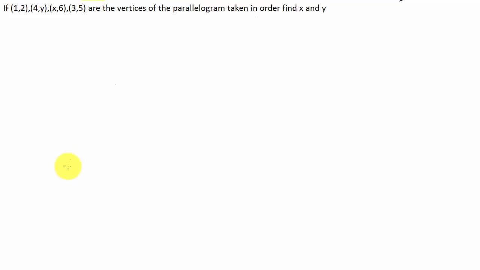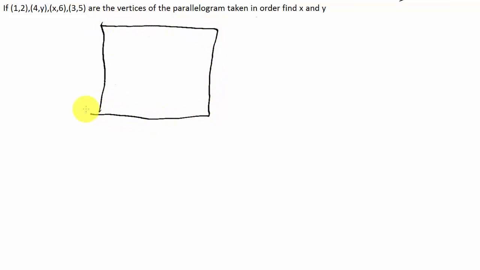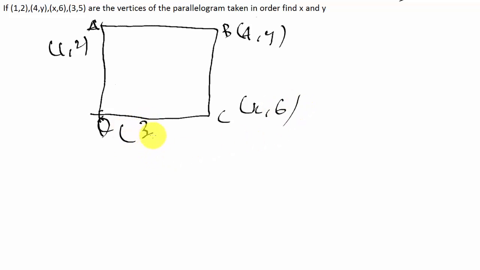This is question number 6 in exercise 7.2. Okay, now let's read that question. If (1, 2), (4, y), (x, 6) and (3, 5) are the vertices of the parallelogram taken in order, find x and y. Okay, fine, let's draw a parallelogram right here. That's a nice and cute parallelogram. Now let's just name them A, B, C and D. And A is (1, 2), B is (4, y), C is (x, 6) and D is (3, 5).